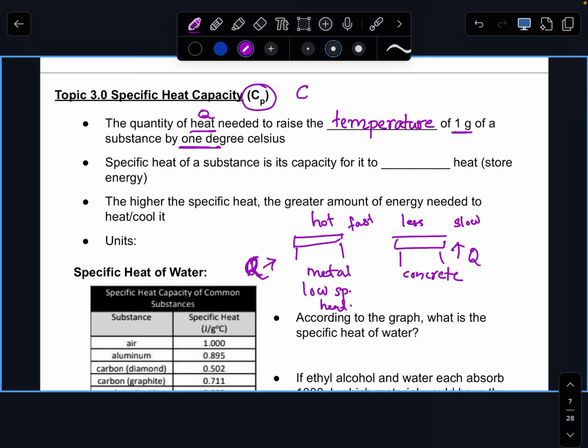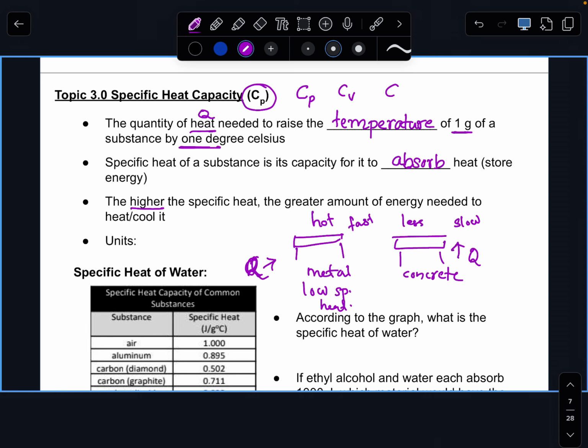The symbol is C. There are two specific heat capacities, one at constant pressure, one at constant volume. That's why you are seeing Cp there. You can simply write C. Specific heat of a substance is its capacity to absorb energy, how much energy they can absorb to change their temperature.